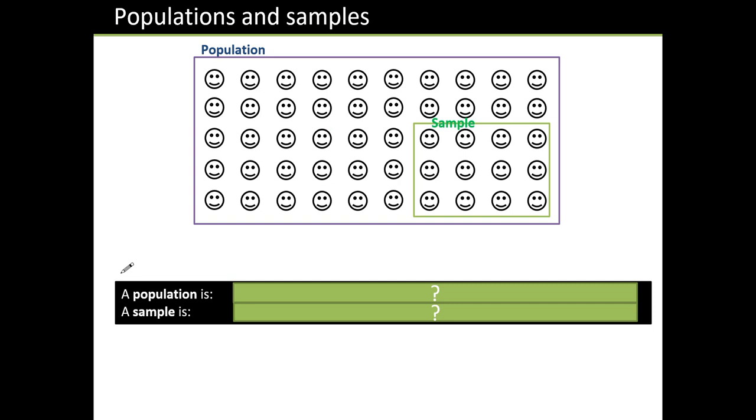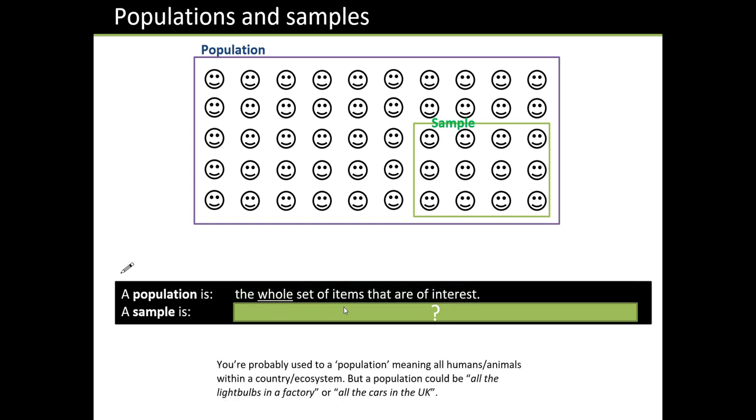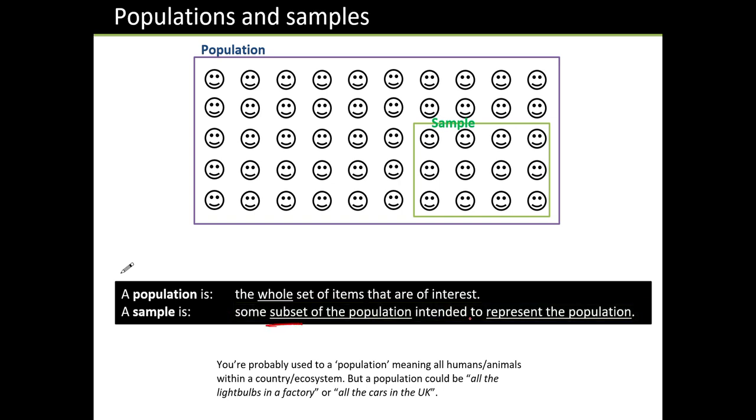The population, we might think of as the whole set of items, or everybody who could be asked, or everybody who could be tested, everything that could be tested in some sort of investigation. A sample is just going to be a subset of that. So subset is the key word. We're saying a subset of the whole population. So it's part of it.